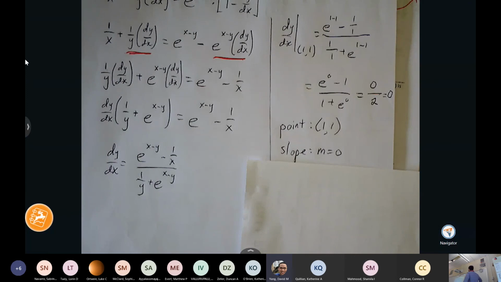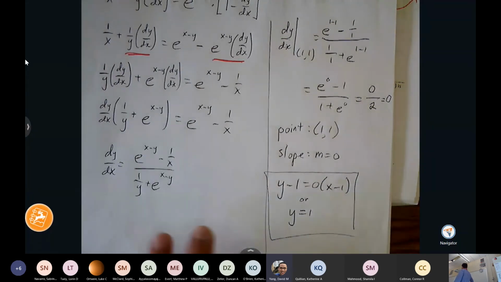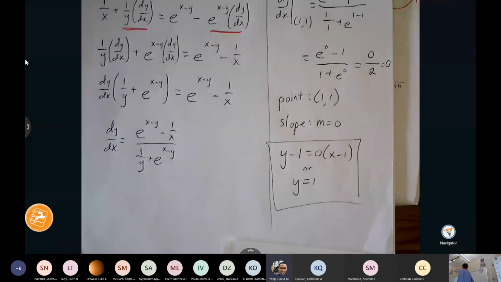Things will clean up all the way down to a slope of 0. Our equation is going to be simpler than other equations because the slope is 0. And then do point slope form. All right, any questions?